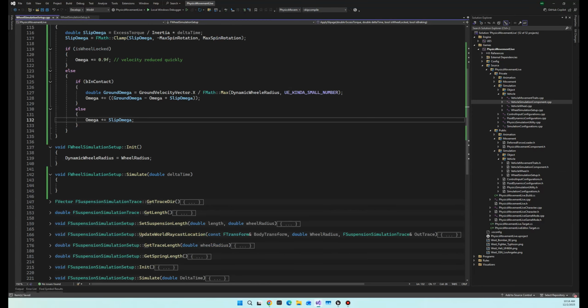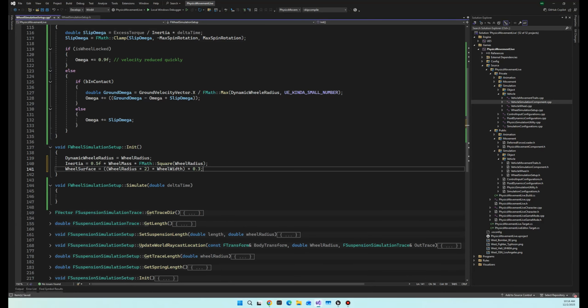Okay, so next is going to be our initializer. We started doing the initializer when we were working with the suspension because we needed to make sure we had the wheel radius and the dynamic wheel radius. So now we can finish this one off. The only two things we need to do here is set up the inertia. So this is our wheel inertia. We're going to take the mass of the wheel, halve it, and then take the wheel radius and square it, and that should give us the inertia.